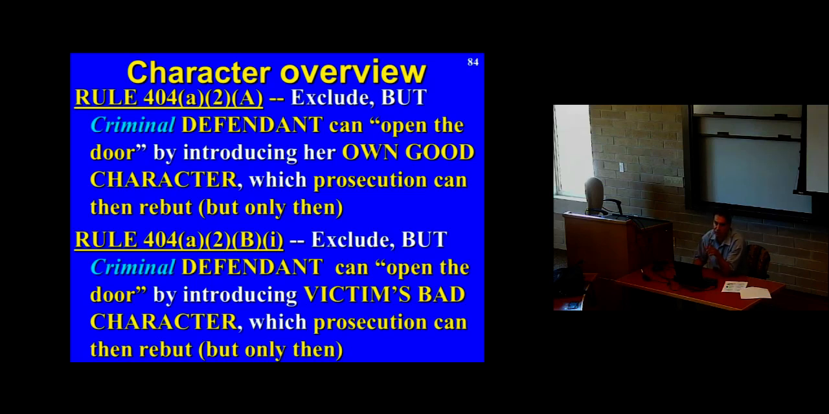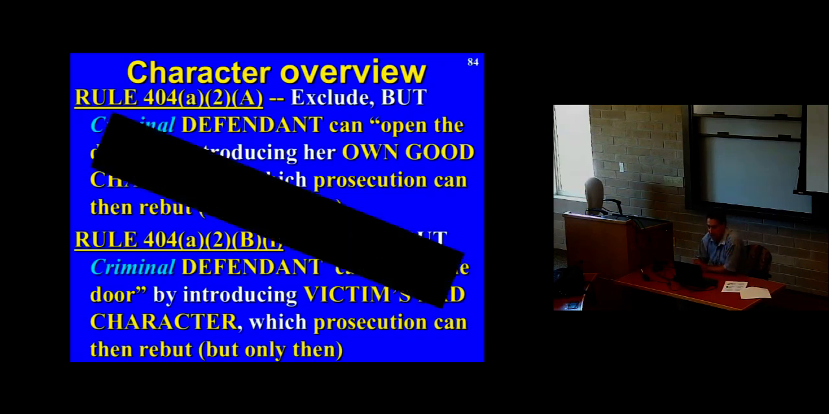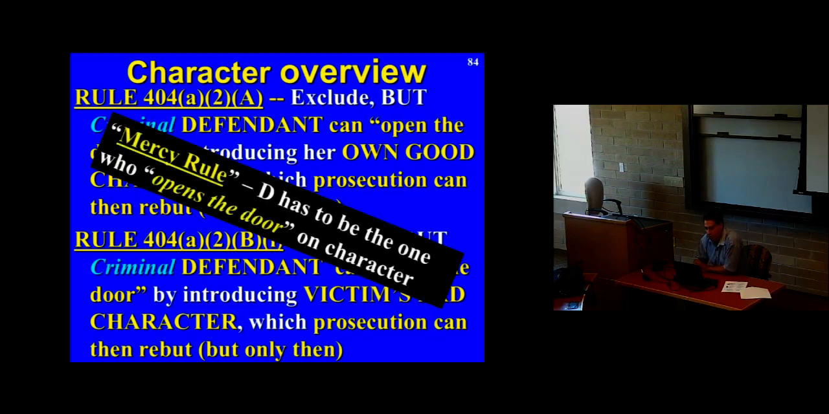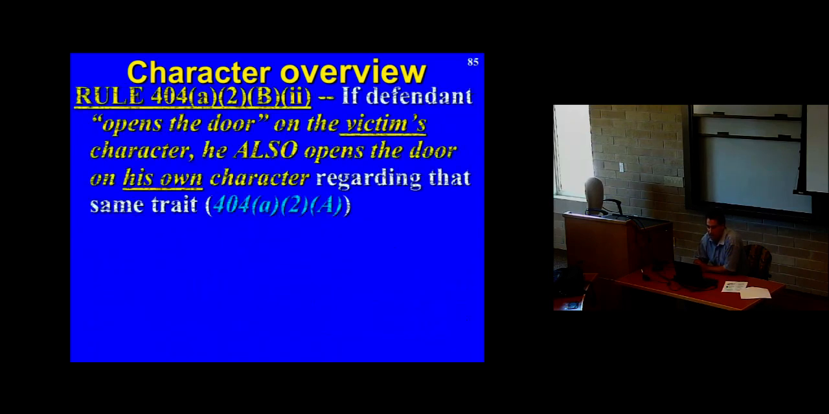Note that in the prosecution's case in chief, they can never be the one to raise character evidence. Generally, we'll see some exceptions there. But under these exceptions, the defendant has to be the one that opens the door in their case in chief. And we know that since the defendant's case in chief is after the prosecution's case in chief, then the prosecution can't be the one to open the door generally in this area. Okay, so this is called the mercy rule, which means that the defendant has to be the one who opens the door on character.